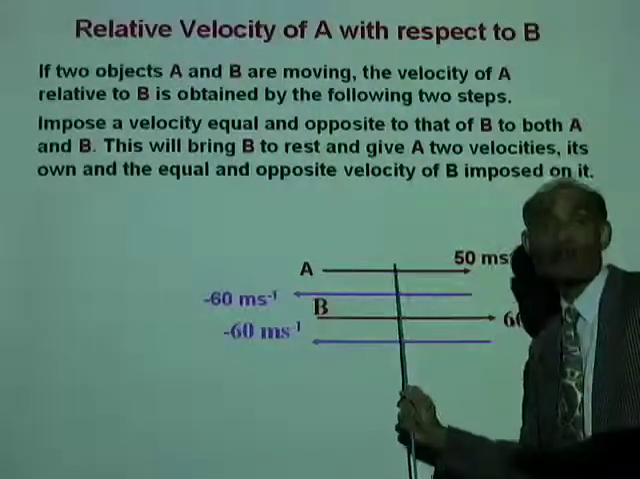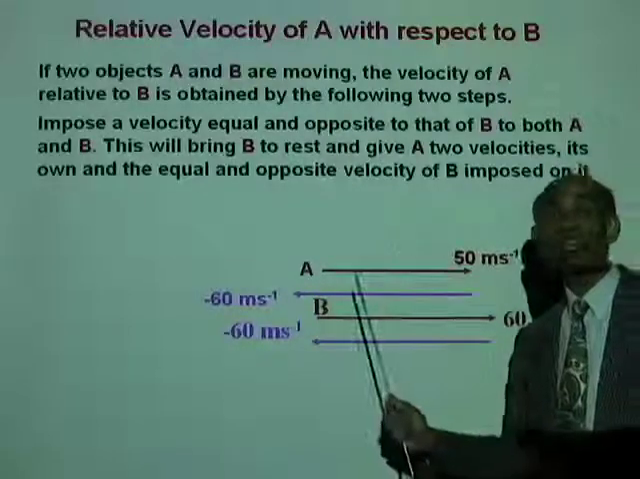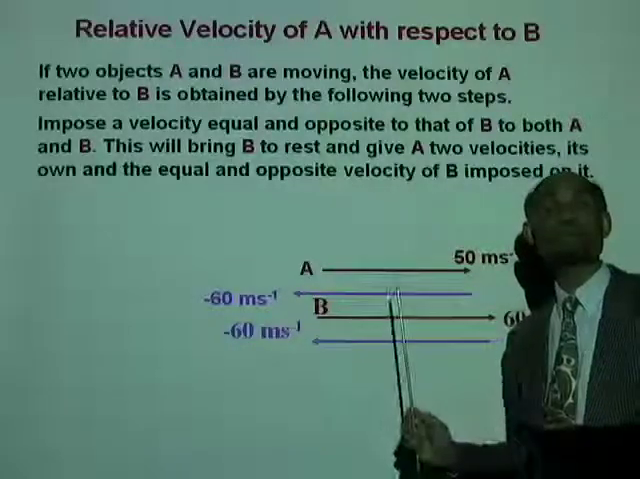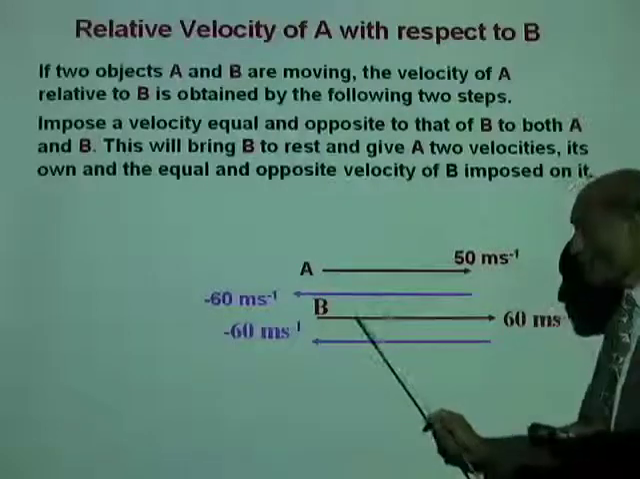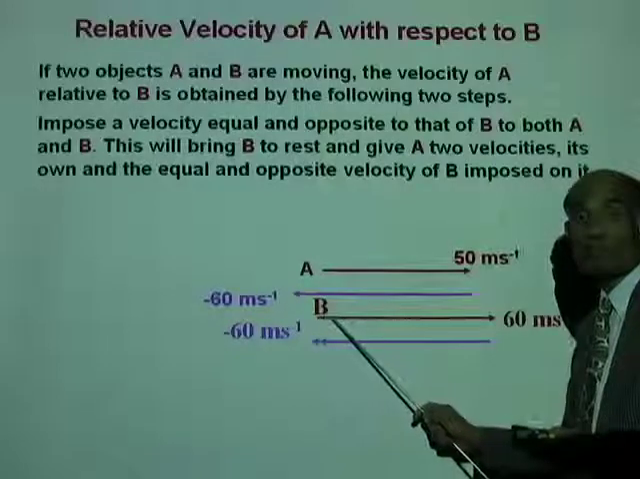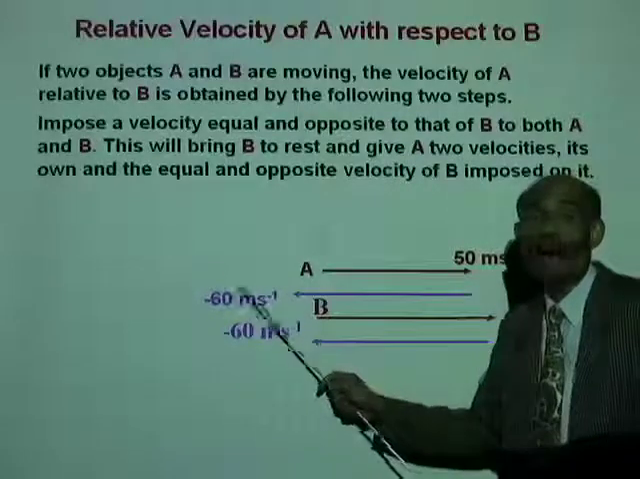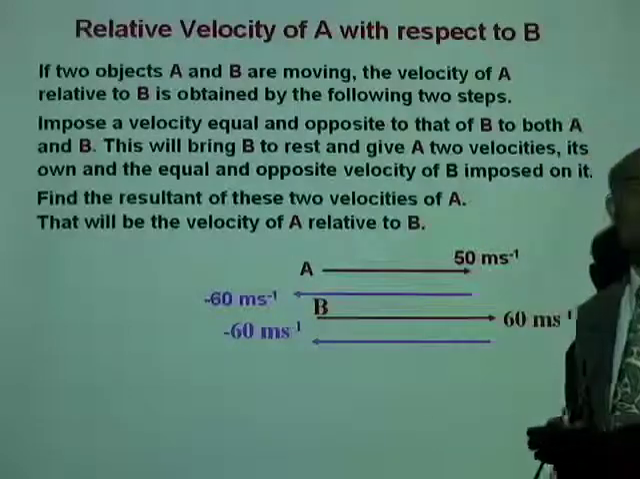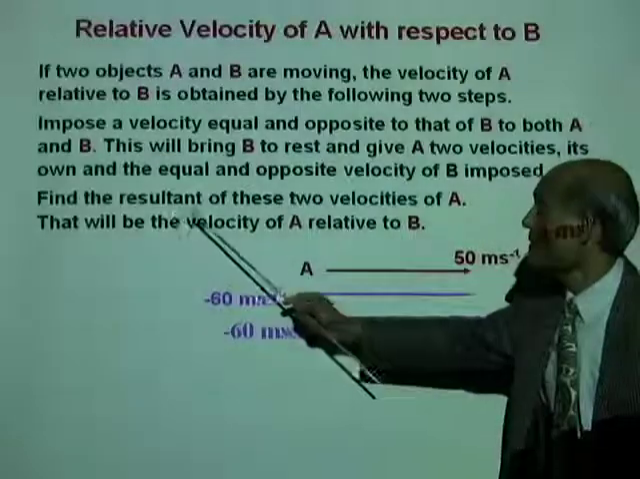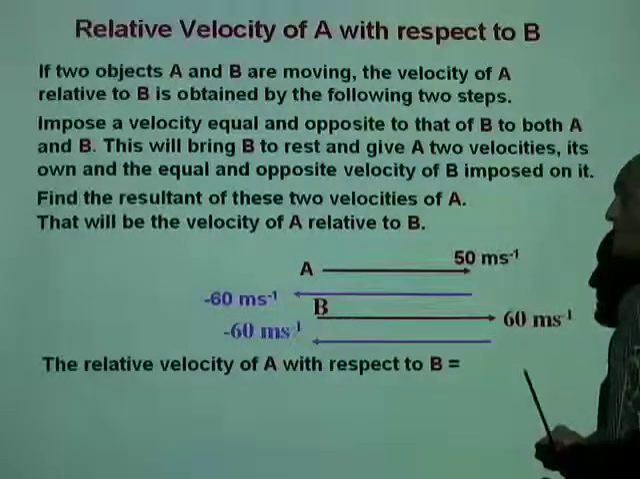Now what is the resultant of these two? It will be negative 10 meters per second i. So when you measure the velocity of A from the reference frame of B, A will appear to go back at 10 meters per second. That's the meaning there. So then find the resultant of the velocities of A and B.